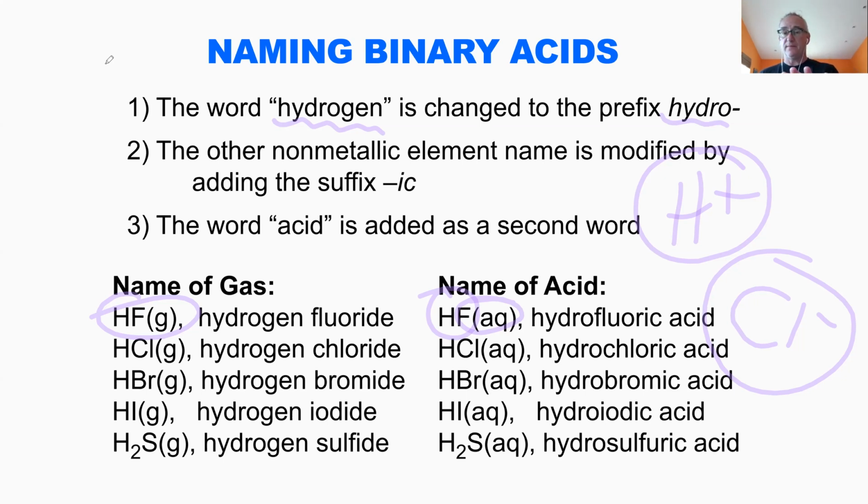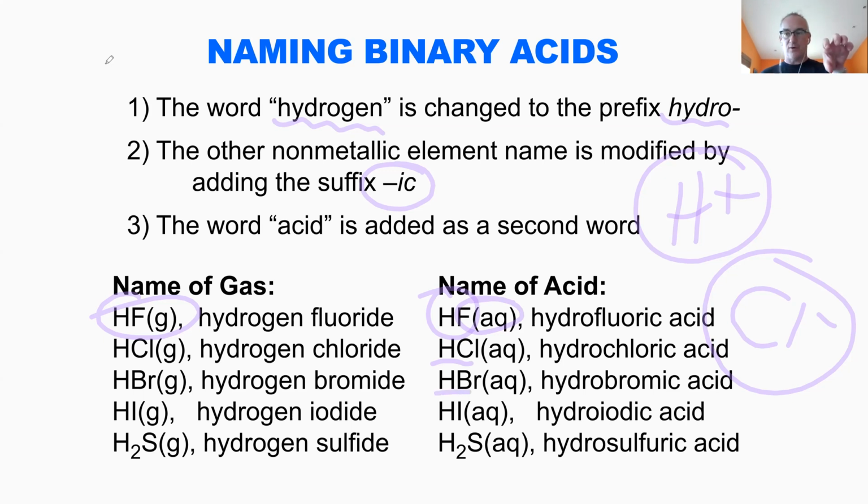Then for the non-metallic element, we just put ic at the end, basically saying that it forms an ion when you dissolve it in water. So hydrofluoric acid. Hydro meaning it has a hydrogen on it. Ic meaning part of it, if not all of it, ionizes when you dissolve it in water. So hydrochloric acid, probably no doubt familiar with that, just means you have a hydrogen and a chlorine. It's a gas when it's just HCl, but when you dissolve it in water, it becomes hydrochloric acid.